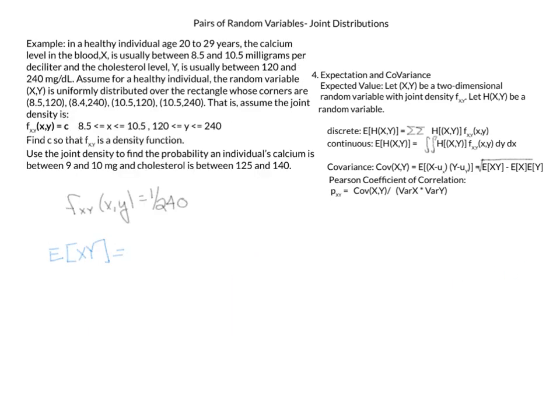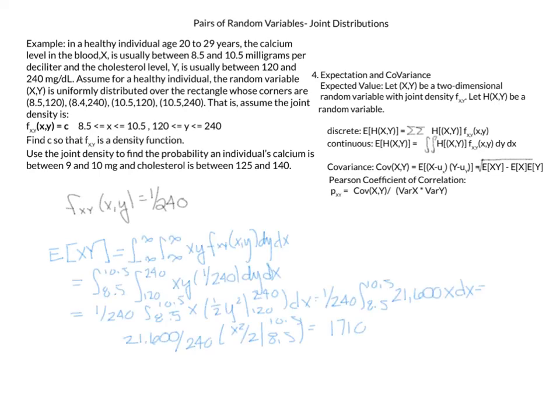Going back to my example with the blood calcium level and cholesterol level, where this is my joint density, I can find the expected value of x times y. So the expected value is just the integral over all possible values of x and y, the function x times y times the probability of these x and y's. So we integrate x from 8.5 to 10.5, y from 120 to 240. Again, we have the function xy times the joint density times dy dx. And so then I do my integration with respect to y, with respect to x, and I get 1710.